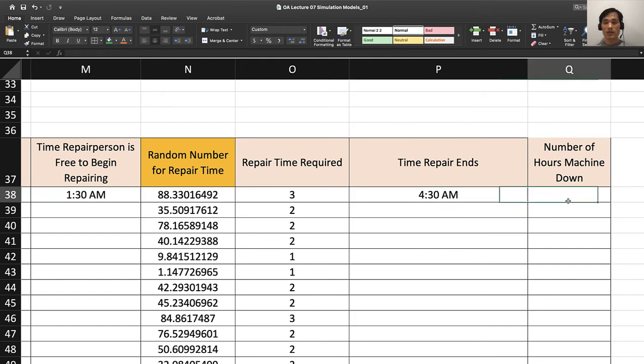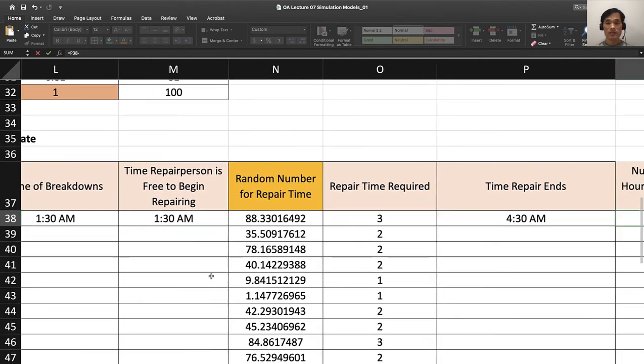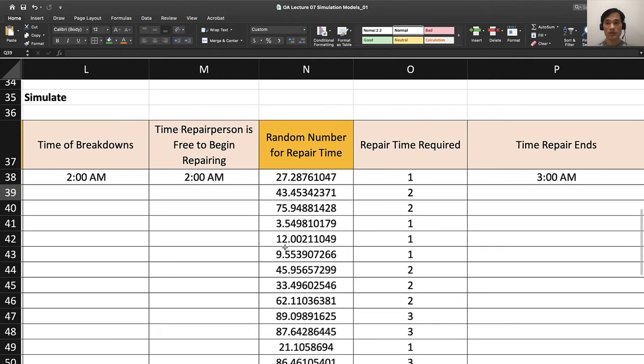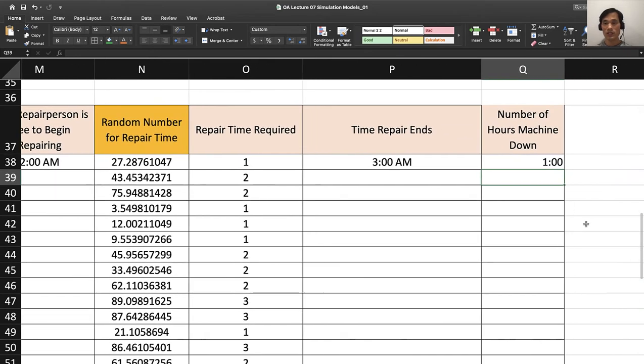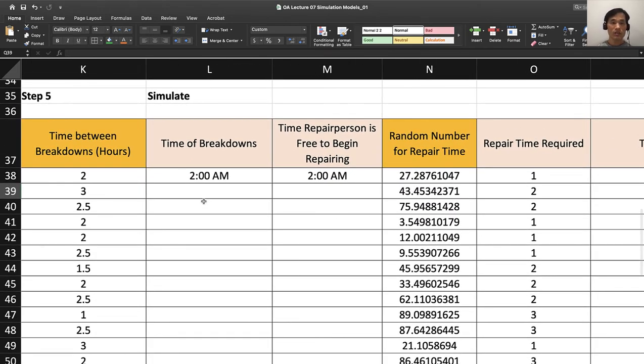And number of hours machine down, right? So how many hours has it been down? So the time repair ends, minus the time of breakdowns, right? So that gives you the hour, right? So here at 3 a.m. and it broke down at 2 a.m. So it gives you one hour, right? So that's good. And let's go to the second row, breakdown.